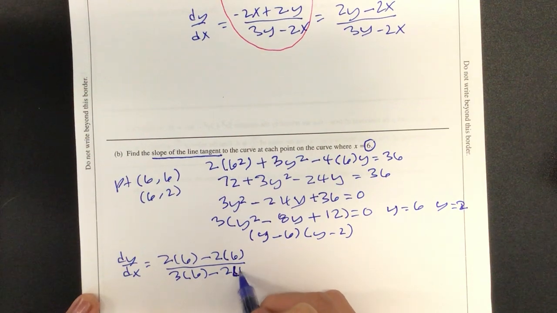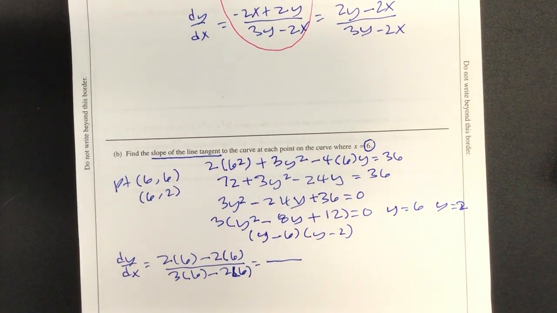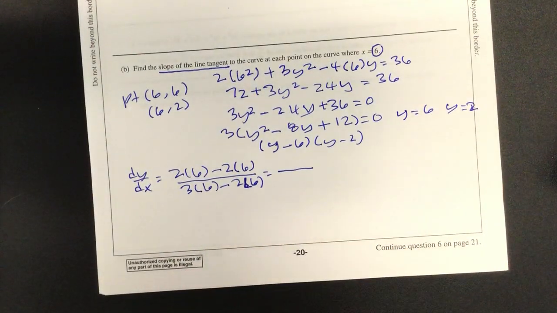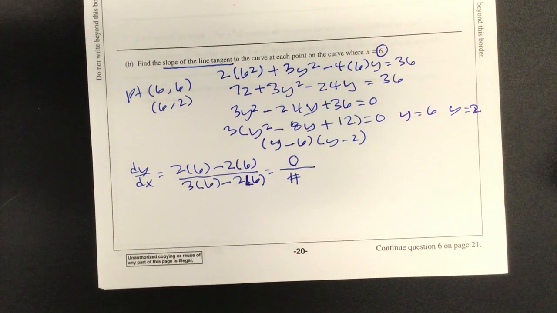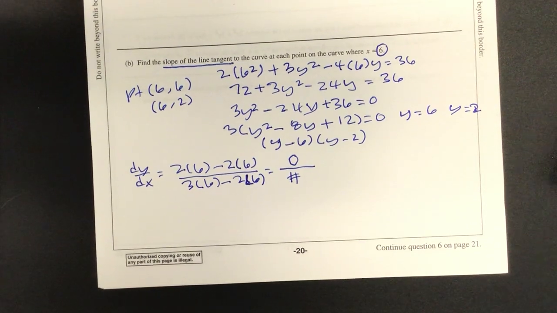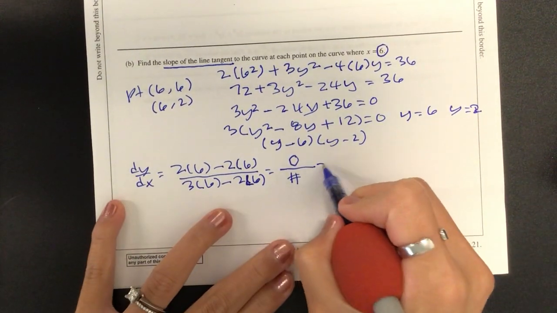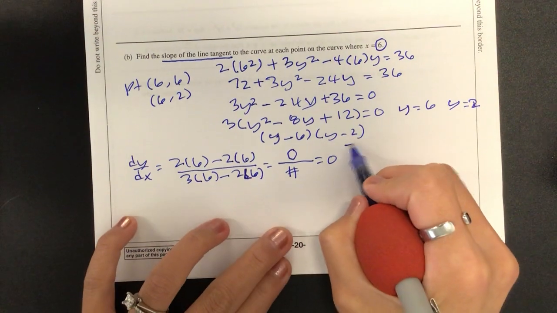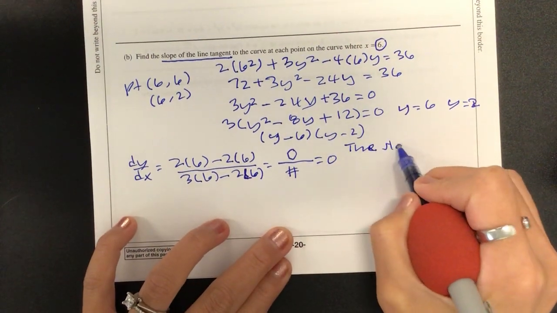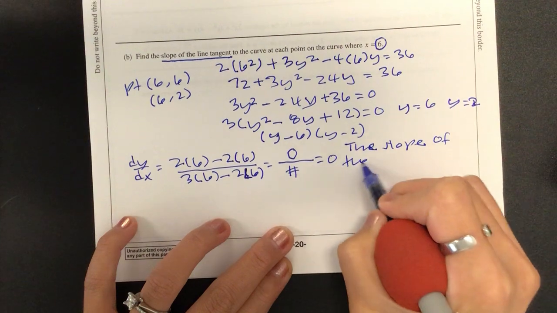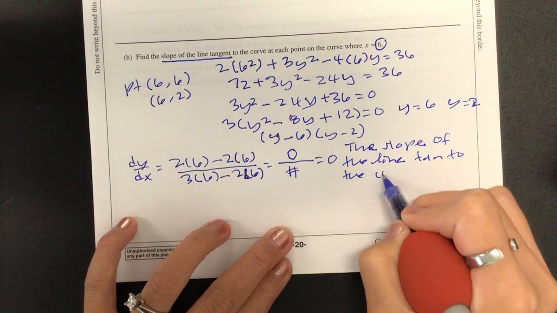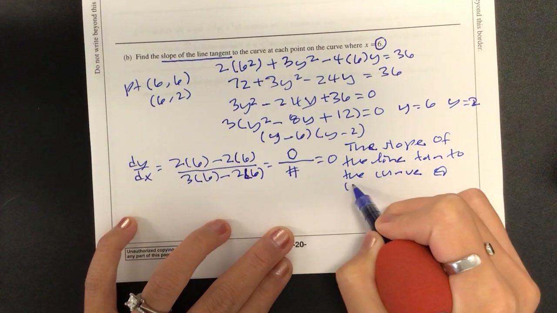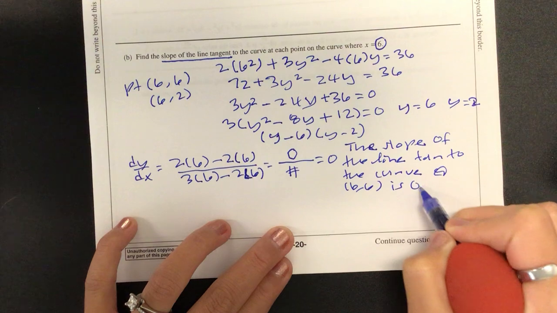Here's something kind of cool about this problem. Do y'all see the top is going to be 0 no matter what? 0. And the bottom is not going to be a 0, but some number. So if I have 0 divided by some number other than 0, what is that going to give us? 0. So what they want you to do is write this in a sentence. The slope of the line tangent to the curve at (6, 6) is 0. That's the first part.